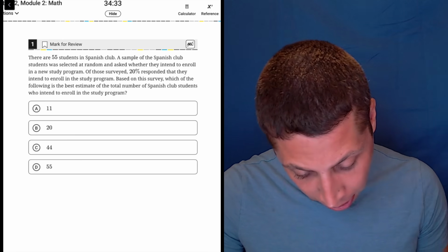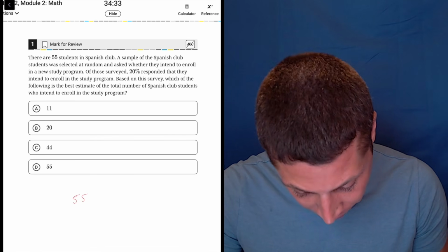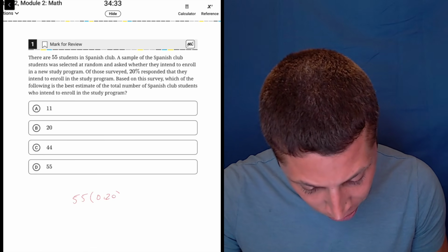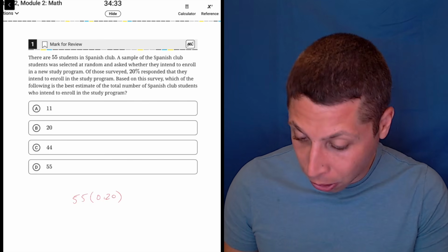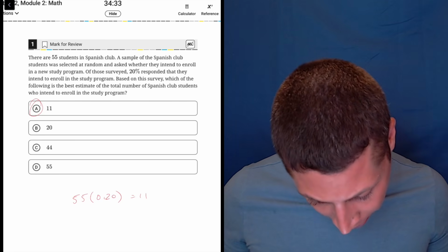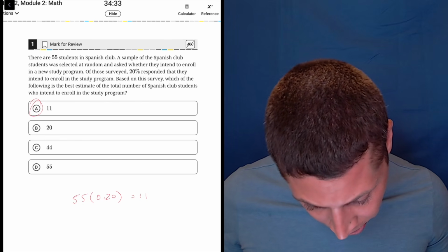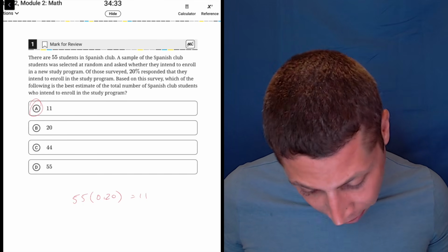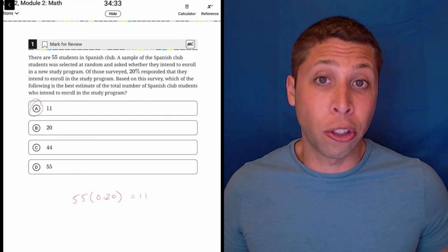Okay, so it's just 20% of 55. So I'm going to use my open formula, and I'm going to do 55 and 0.20. And so let's just use my normal calculator. 55 times 0.2 is 11. I think that's it. So A should be my answer. Am I missing anything here? That seems too easy. 55 students, 20% intend to enroll. Estimates the number who intend to enroll. Yeah, first question should be easy, so that seems good.